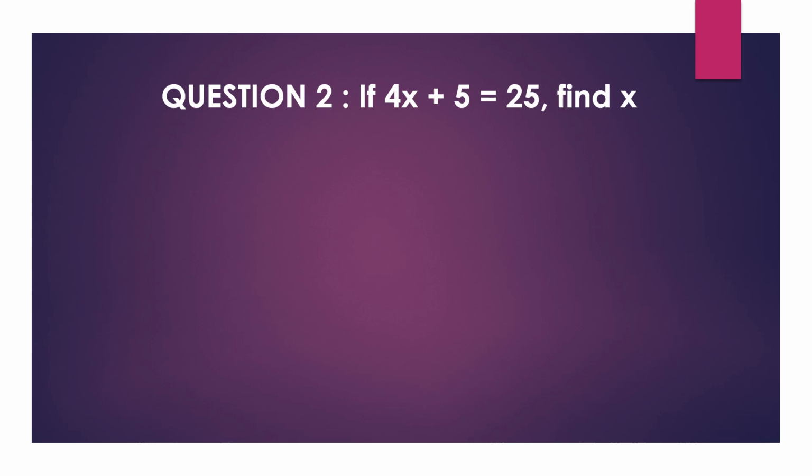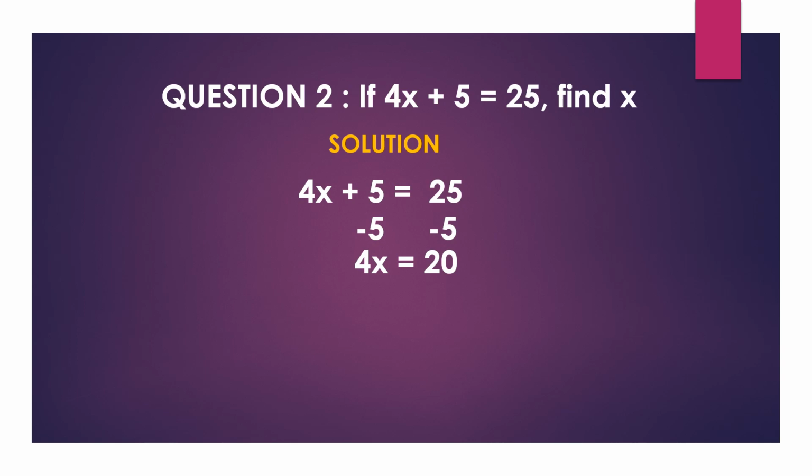Question 2. If 4x plus 5 is equals to 25, find x. Solution. Now 4x plus 5 equals to 25. We'll regroup as usual. We'll minus 5 from both sides so that the unknown will be at the left hand side, which is 4x. Now what will be left? 5 minus 5 will be left with 4x at the left hand side, then 25 minus 5 will end up having 20. Now we have 4x equals to 20.